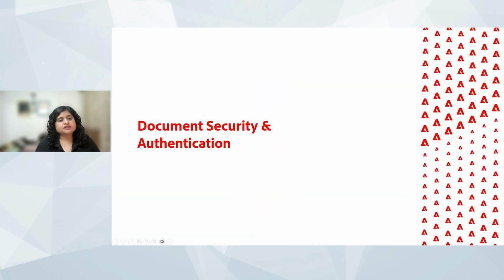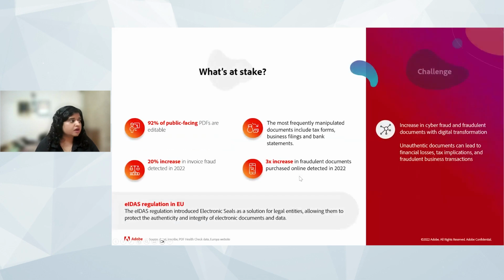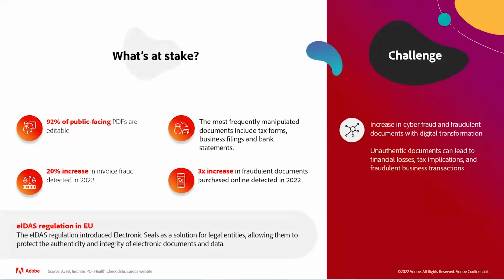The last pillar is the security or the authentication pillar. Now, basically what happens is a lot of documents that are front ended or are in the public domain, what we have found out is that 92% of these documents are editable. Also, there has been a 20% increase in invoice frauds in the recent past. So, to really regulate or manage the communication that the company is having with the end user, you need to ensure that the documents that are out there in the public domain are secured and sealed as per the company's requirement.